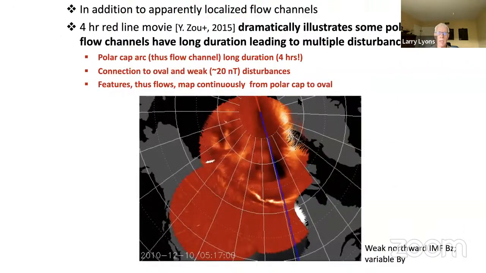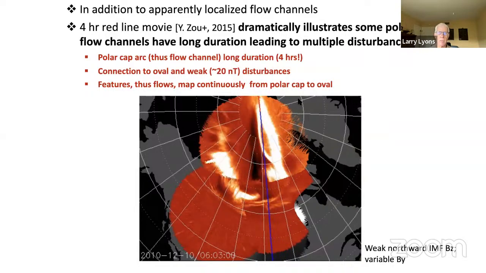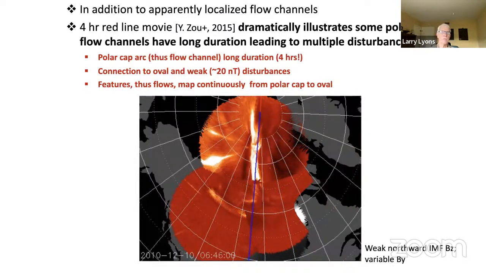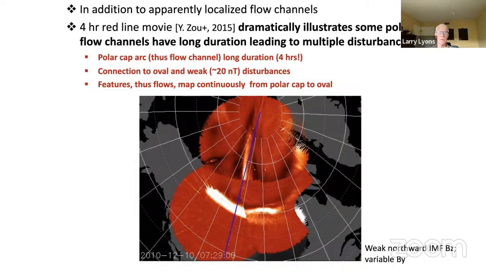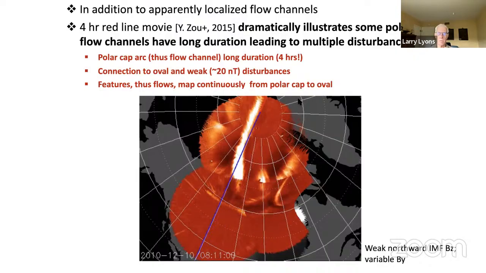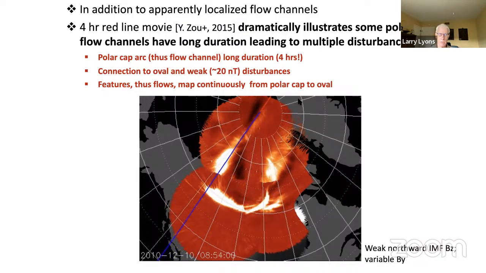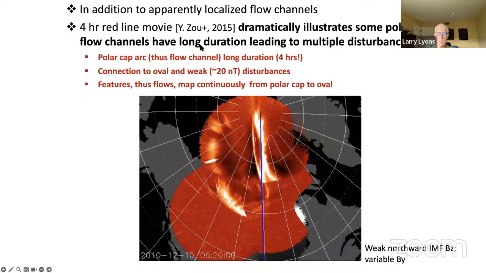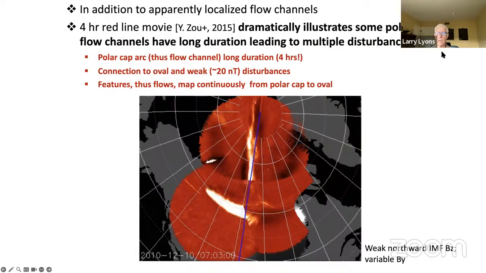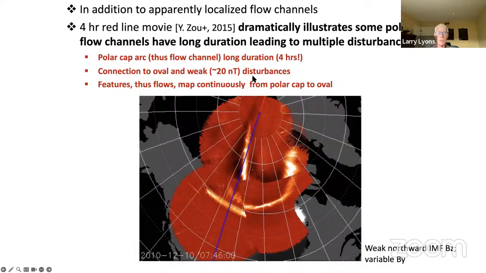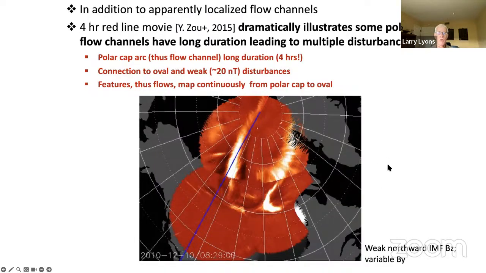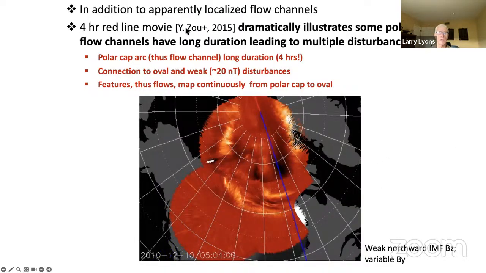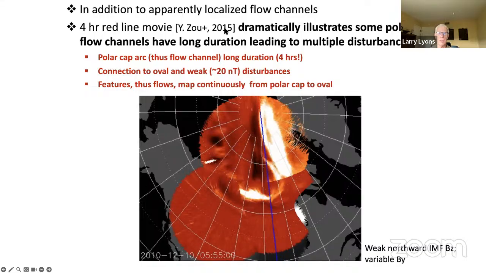All right. Now, another interesting facet of this connection between the polar cap flows and the auroral oval. In the previous case, you saw what looked like localized flows, right? Lasted 10 minutes or something like that. Then we started looking at the red line movies from the polar cap all the way into the auroral oval. And this is a red line movie again from Ying Zhou back in 2015.